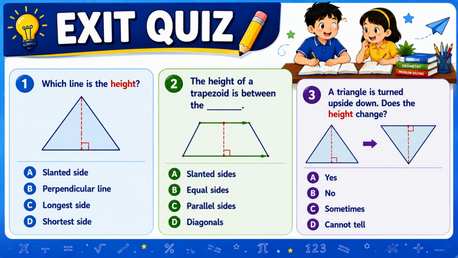Number 3. A triangle is turned upside down. Does the height change? A. Yes. B. No. C. Sometimes. D. Cannot tell.